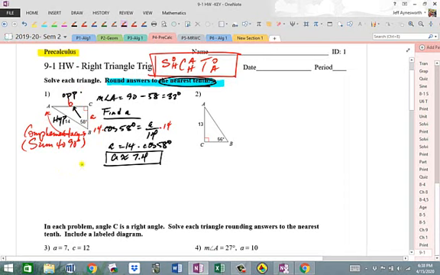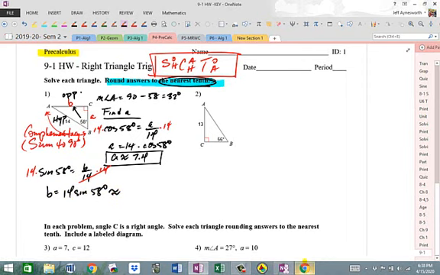So I take the sine of angle B, so the sine of 58 degrees, and that's equal to B divided by the hypotenuse, which is 14. And if I multiply both sides by 14, like I did in the previous one, I get 14 times the sine of 58 equals b. So b is equal to 14 times the sine of 58 degrees, which is approximately something.